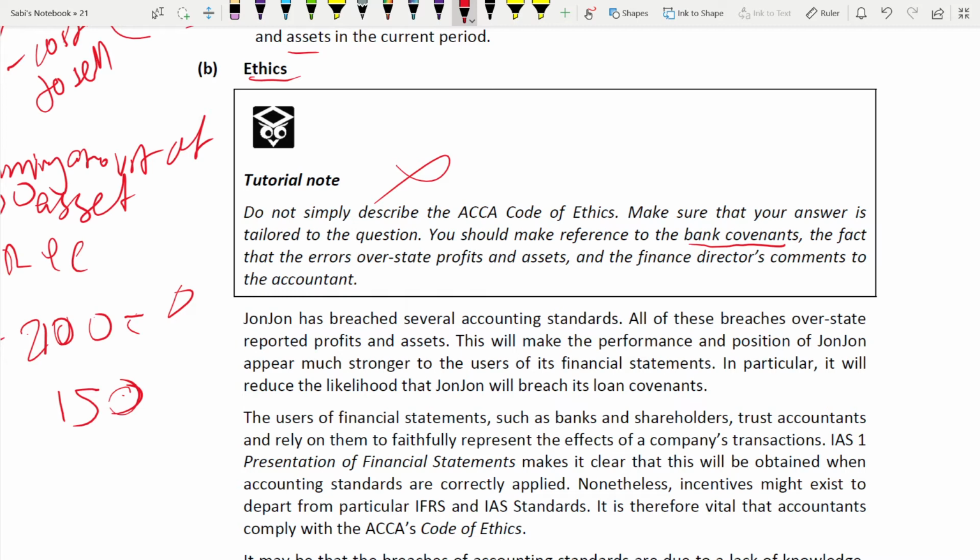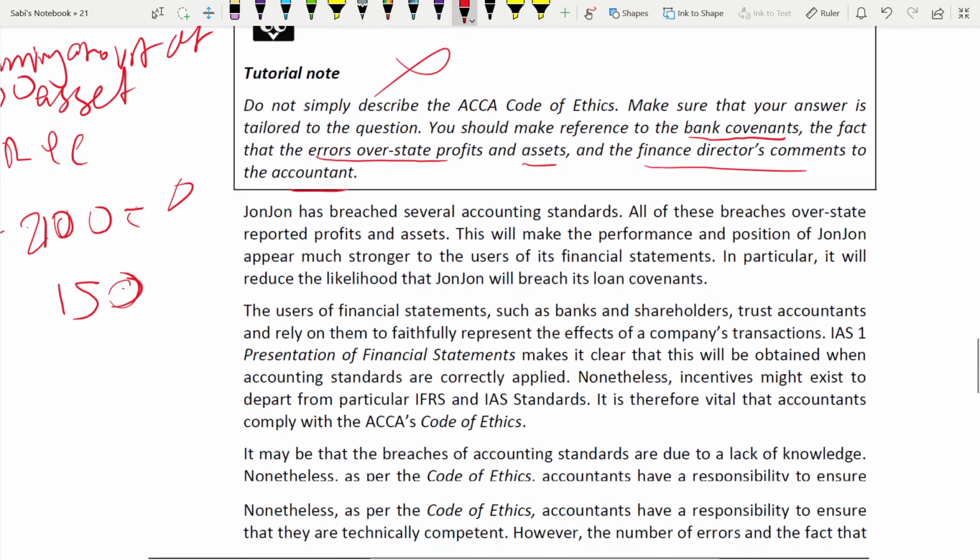In short, the fact that errors overstate profit and assets, you have to link all your ethical issues to these two things. And finally, they comment on what the accountant should do at the end. The actions that you are giving the accountant to do, you will get the professional marks for that. Even in the marking scheme, they will not tell you how you will get the professional marks. They will just tell 2 professional marks.